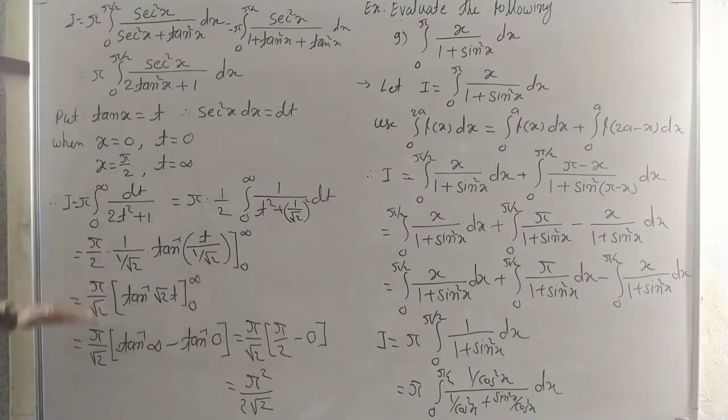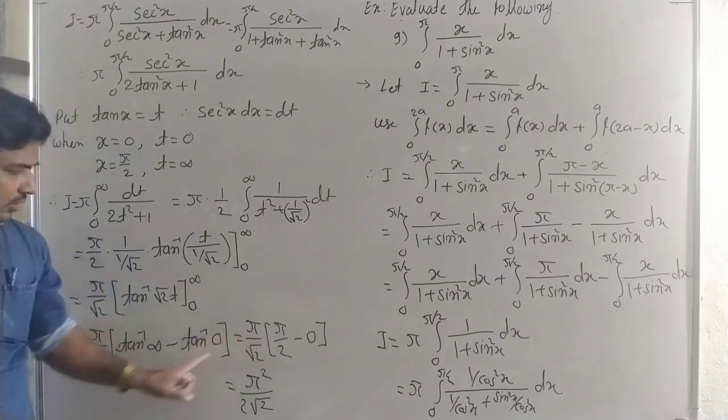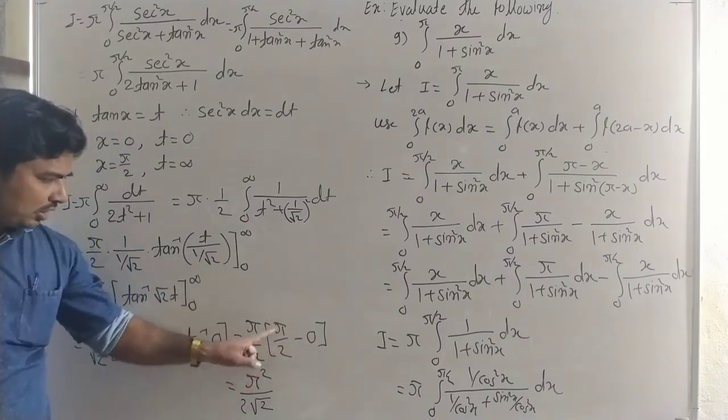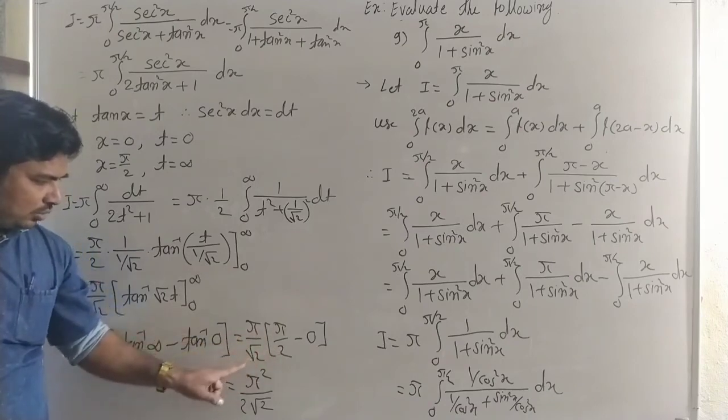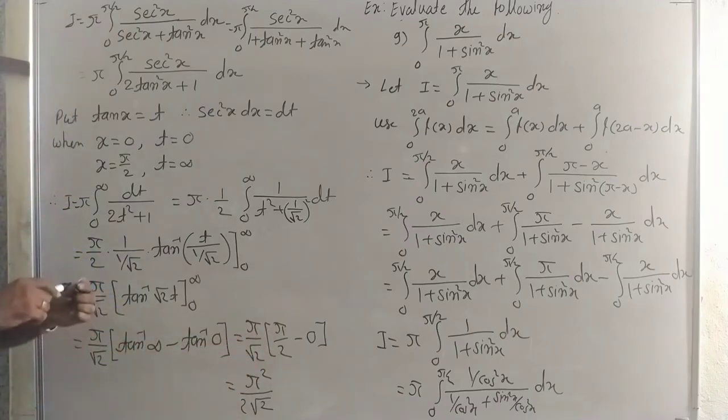See the calculation carefully. Here tan inverse of infinity is pi by 2, and tan inverse of 0 is 0. Therefore pi by 2 times pi is pi square, and 2 into root 2 is the denominator. Okay.